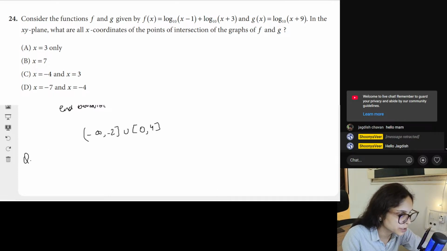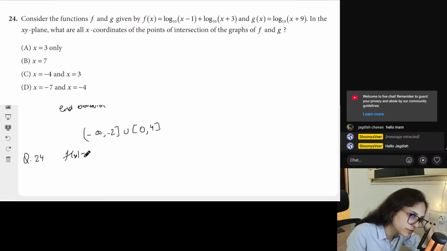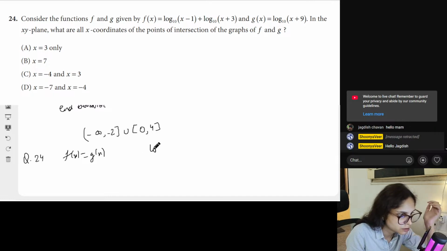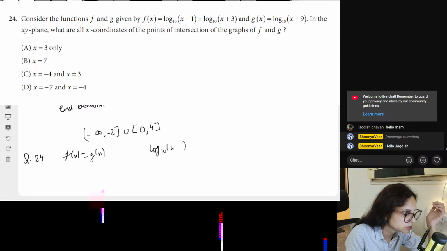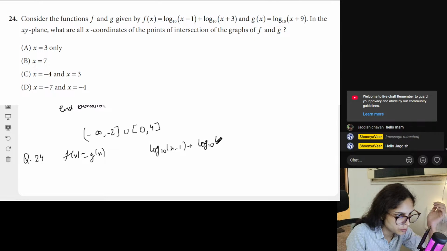So we are on question number 24. f of x and g of x should be equal to each other because we're finding their point of intersection. So log base 10 of (x minus 1), in fact, plus log base 10 of (x plus 3) will be equal to log base 10 of (x plus 9).